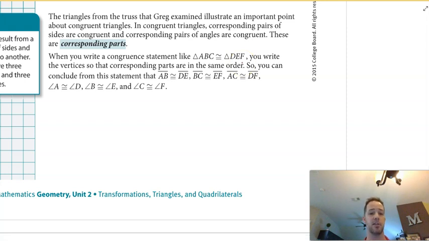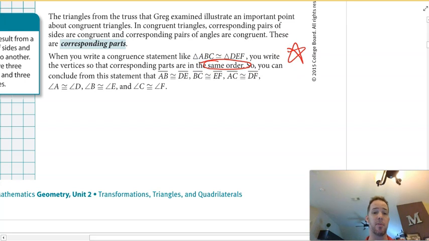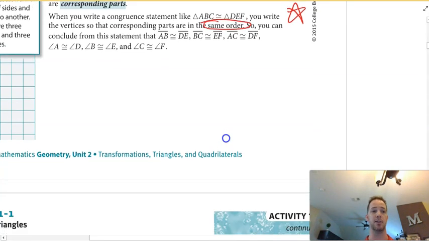We write the vertices of the corresponding parts in the same order. This is important because that's a lot of information, that statement right there, that we could use. Or conversely, if we're trying to write down a lot of information, we can identify all that information by just writing the congruency statement, indicating every part of that is congruent. All right, so moving on to the next page.